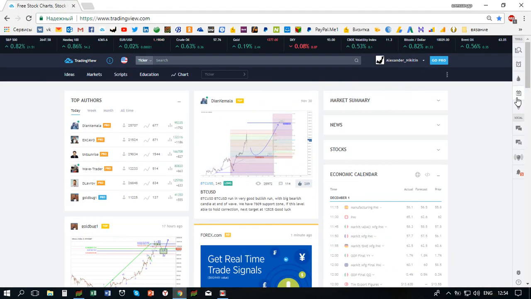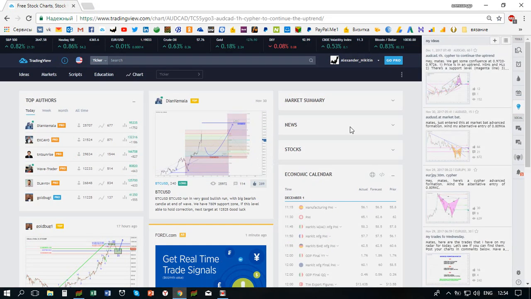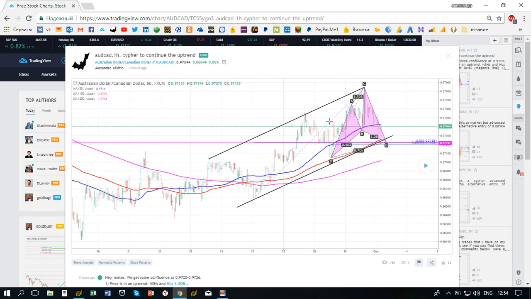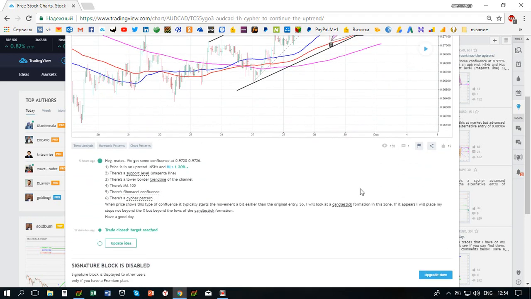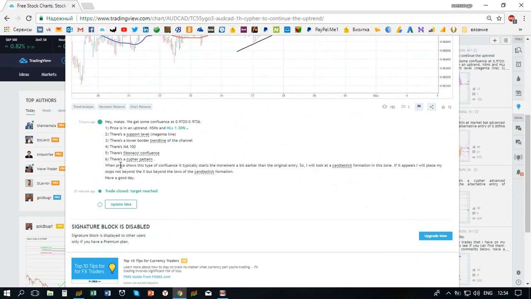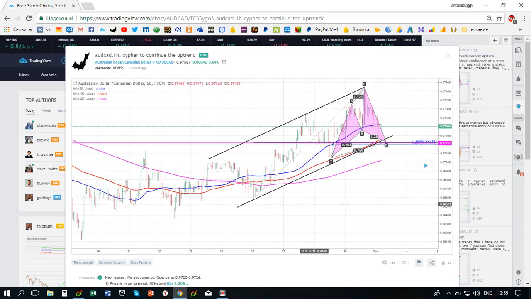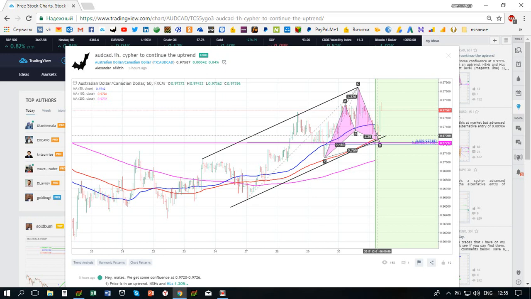And let's go to TradingView where I posted this idea. And you see it was channeling, MACD, moving averages, 50% retracement of this, Fibonacci, and so on, cipher pattern. And I have written there in the description when price shows this type of confluence, it typically starts to move a bit earlier than the original entry. So I will look at the candlestick formation in this zone. If it appears, I will place my stops not beyond X, but beyond the lows of the candlestick formation. So what happened? Price hit this confluence level and reversed.